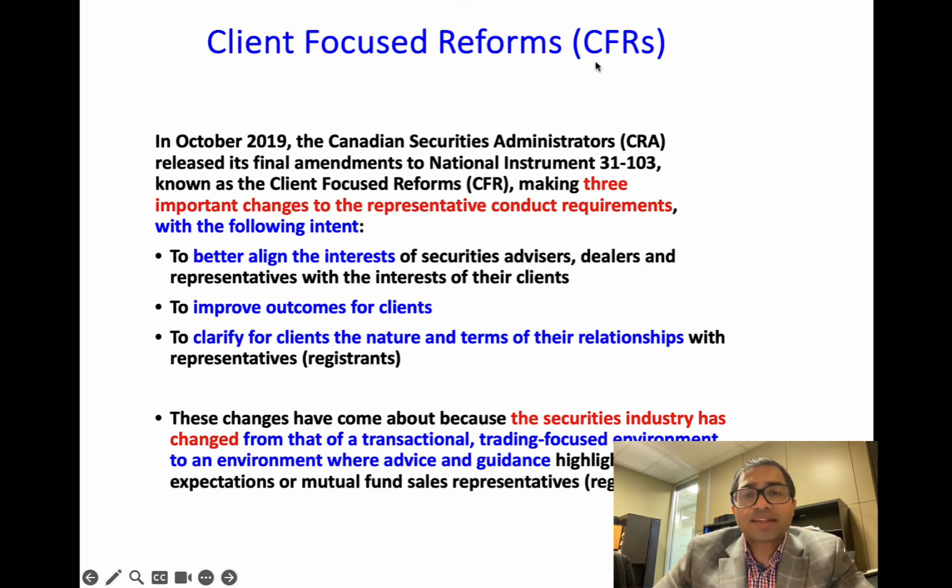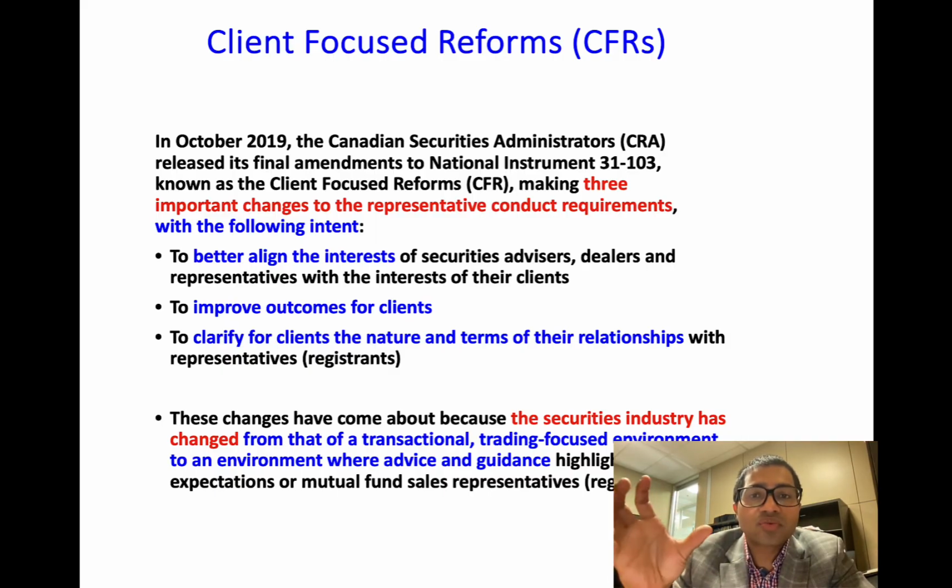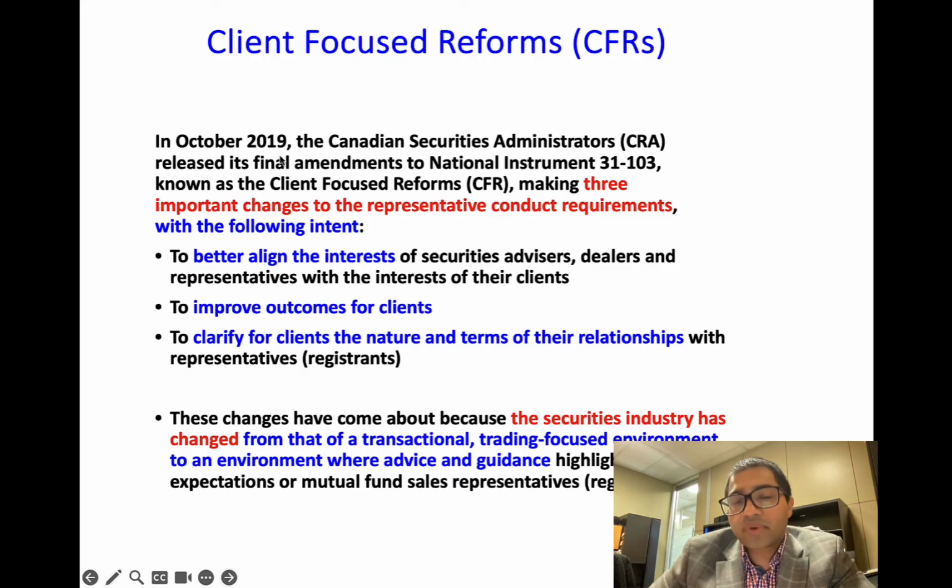Now this is the new thing that has come up. So over a period, right, client focused reforms are coming up. So most of the reforms, right, that the government is making are focused towards clients. So in October of 2019, the Canadian Securities Administrators released its final amendments to National Instrument 31-103 known as client focused reforms, making 3 important changes to the representative conduct requirement. Who are representatives? You, who own the license to advise on mutual funds.